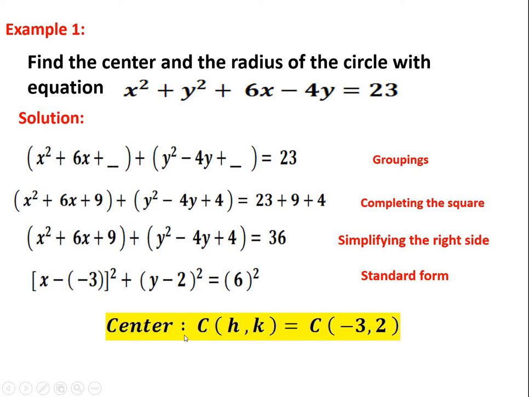So from here, we can find the center (h, k), which is (-3, 2). And the radius is the square root of 36, which is 6. So that is our example number 1.